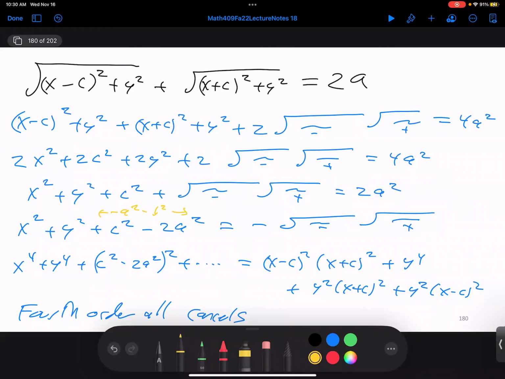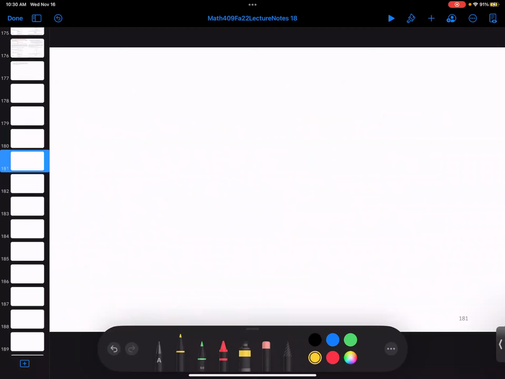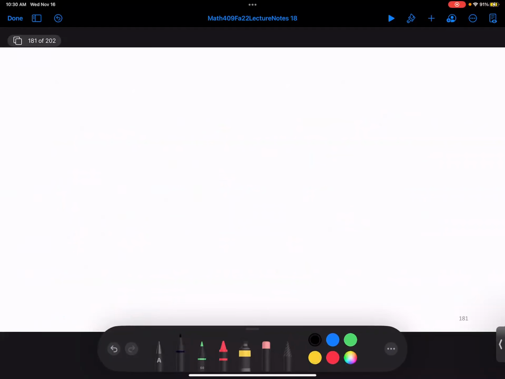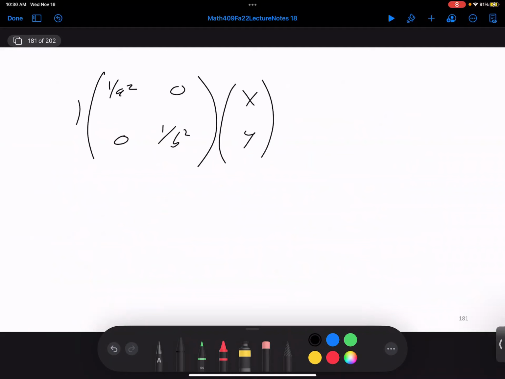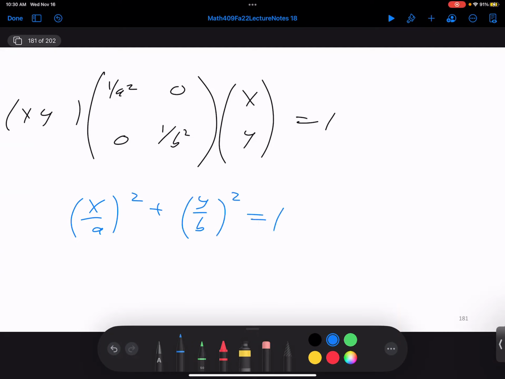It's algebra intensive. Another way of writing down the equation of an ellipse is, I give you some matrix, 1 over a squared, 0, 0, 1 over b squared, times the vector xy, equals 1. And this leads to the standard form, x squared over a squared plus y squared over b squared equals 1. And this gives us a matrix way of representing what's going on. In the way we're formulating it, a and b are not equal. a is always the length of the semi-major axis. b is always the length of the semi-minor axis.